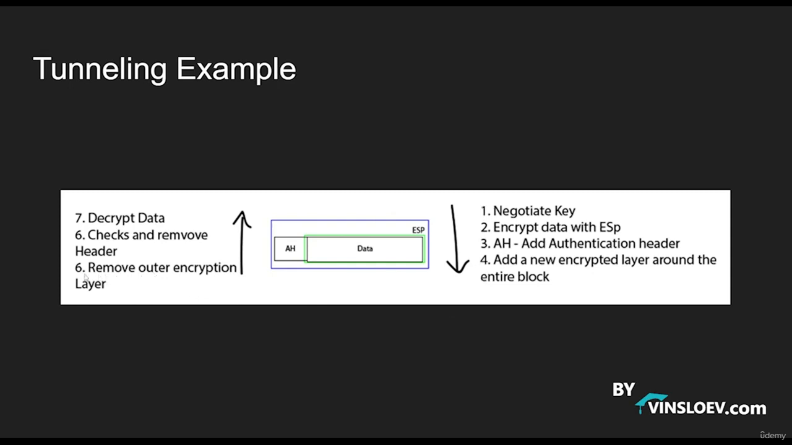The first thing that he is going to do is remove the outer encryption layer, so he will remove this blue box right here. Then he will check the header, see if everything is in order, has the data been tampered with, and then it will be removed, so we will take out the header. And then at last he will decrypt the data, so he will decrypt this green box right here and remove it, and then he is capable of reading the exact same data that we started off by sending right here.